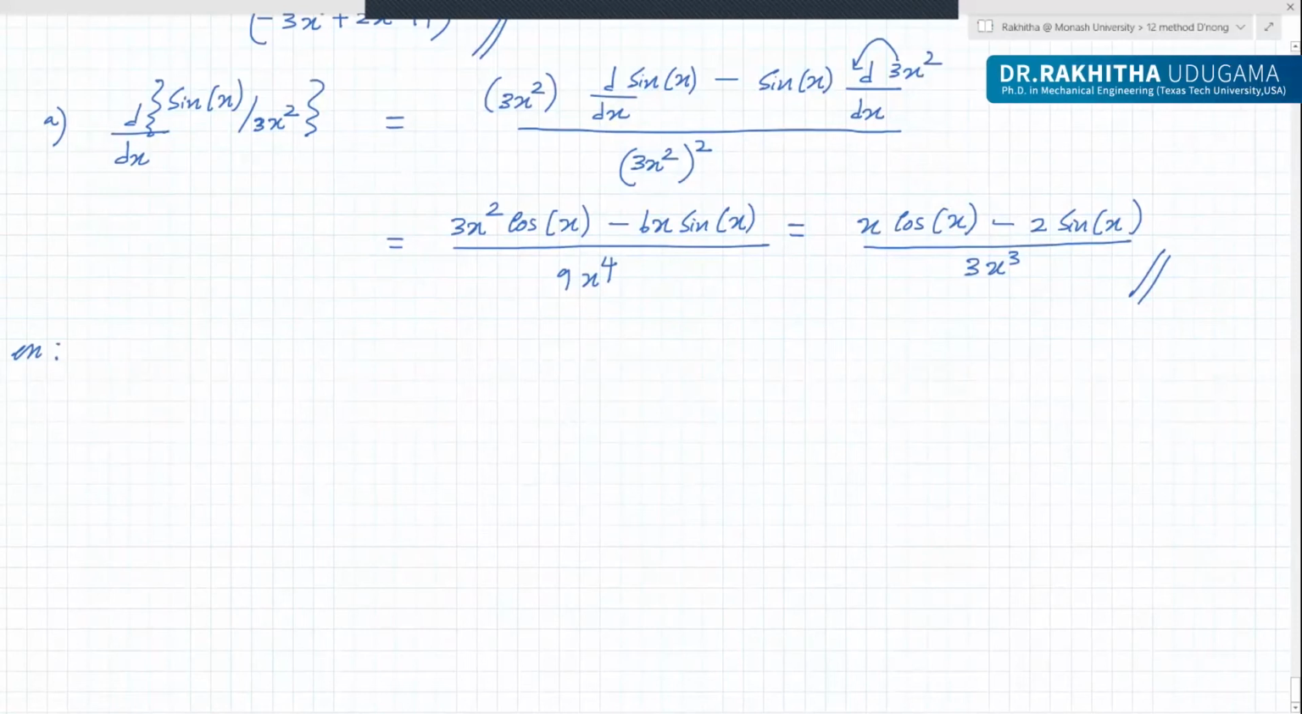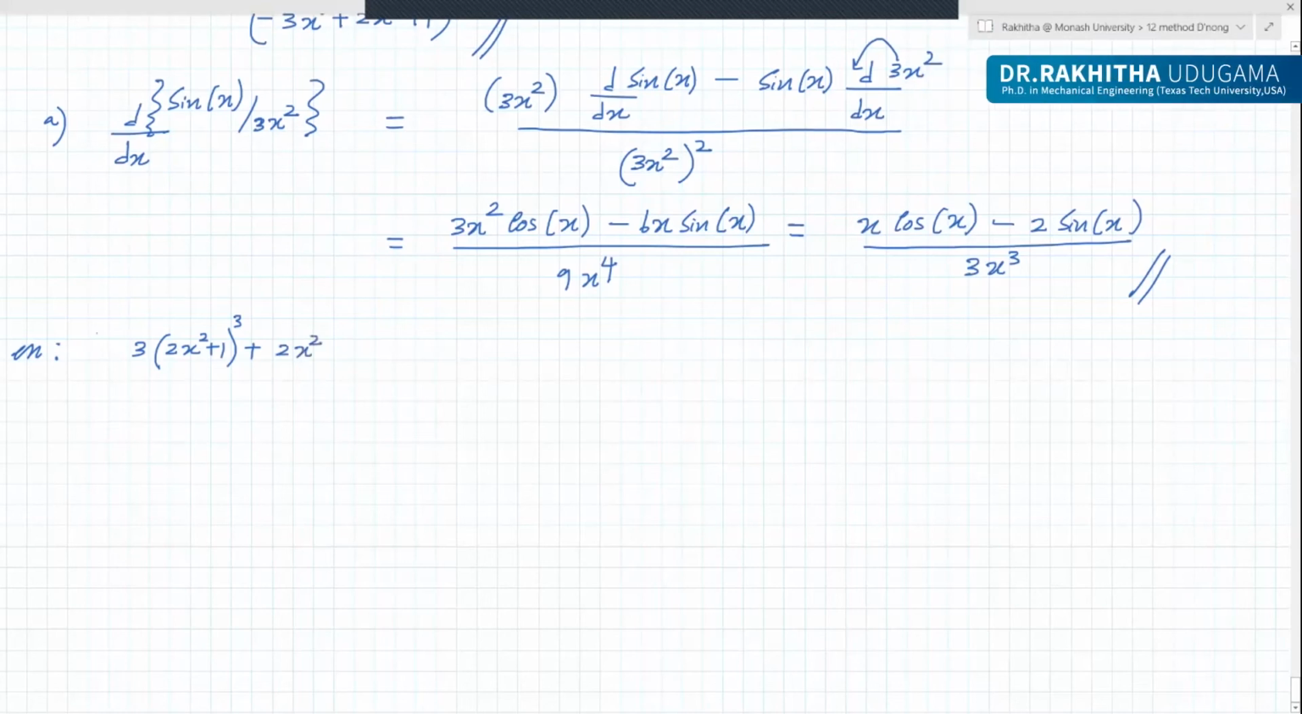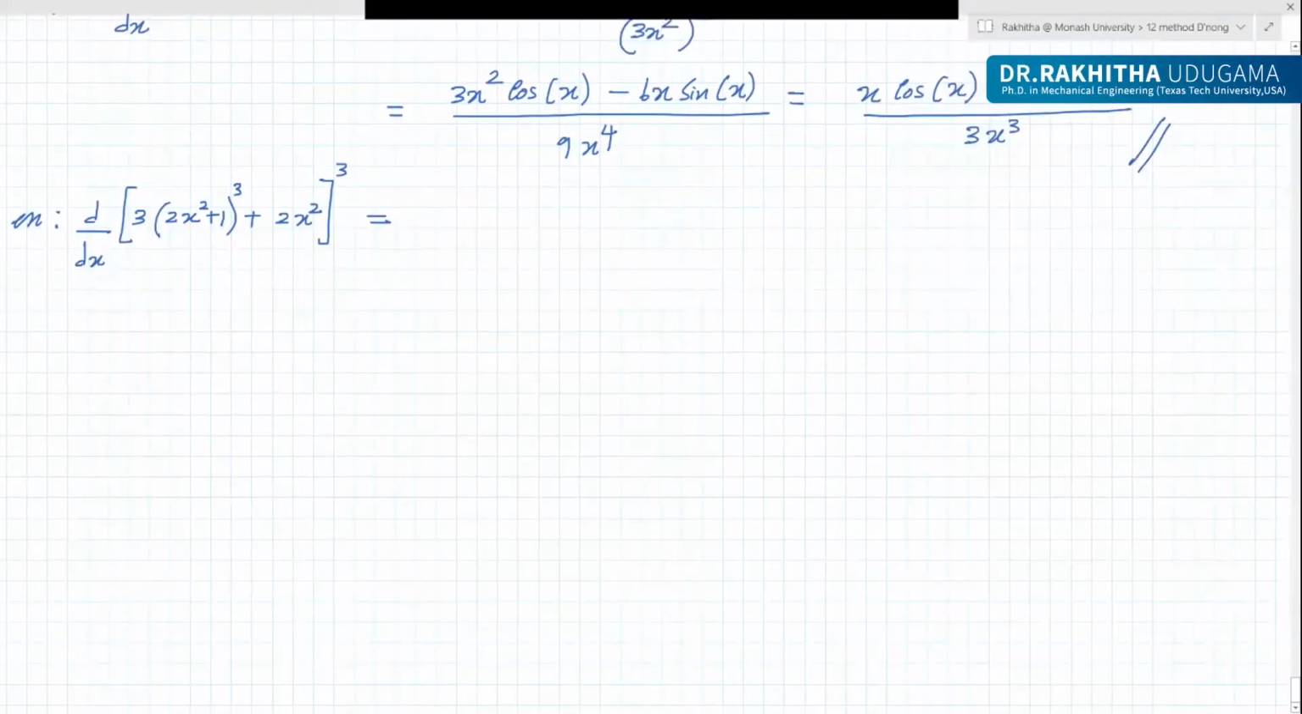If I give you 3, 2x squared plus 1, to the power 3 plus 2x squared. Do it very carefully. The whole thing to the power 3. Do it very carefully. Let's see whether I can do that. This is humongous, right? Okay, code paste.